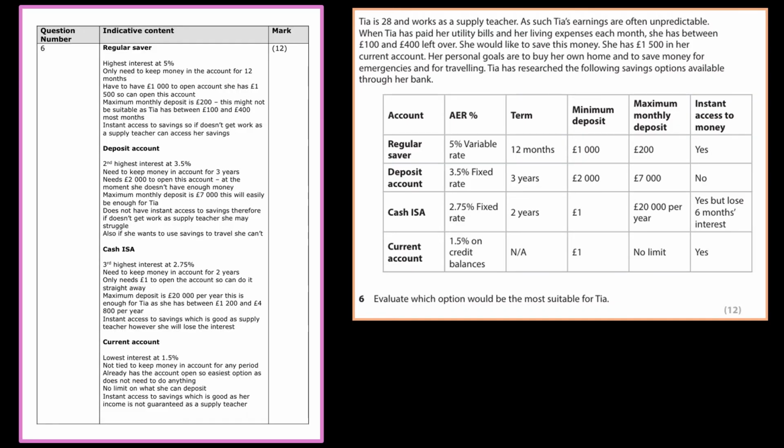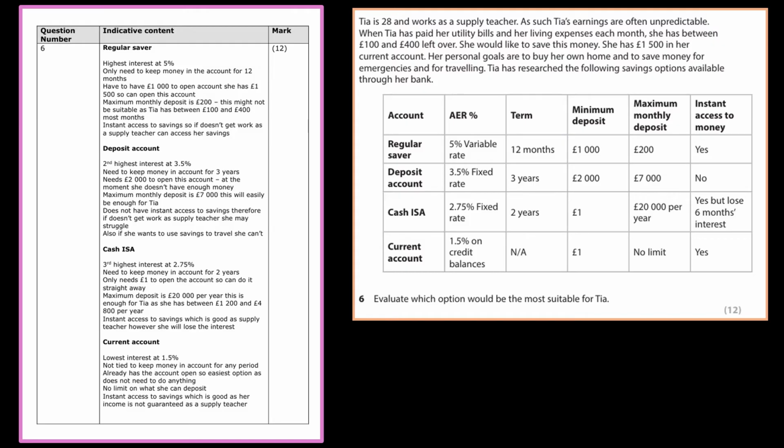Okay. So let's have a look at the answer. And here we go. Again, I'm not going to go through all of it. You can see it on the screen there. This is the advantages, disadvantages, if you like, of each one. There you've got your regular saver, the deposit account, then you've got your cash ISA advantages and disadvantages, and then you've got some information on your current account as well. So just ones to have a look at.